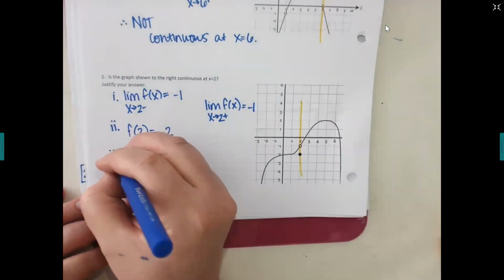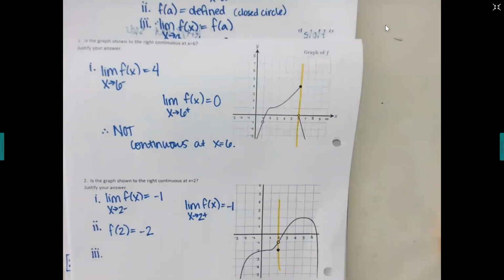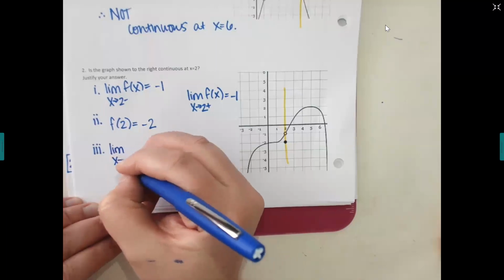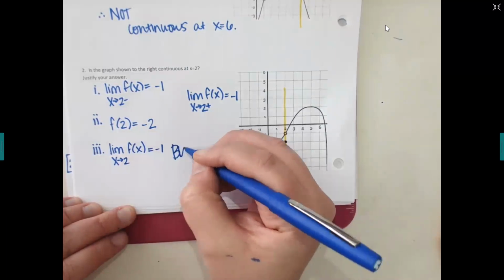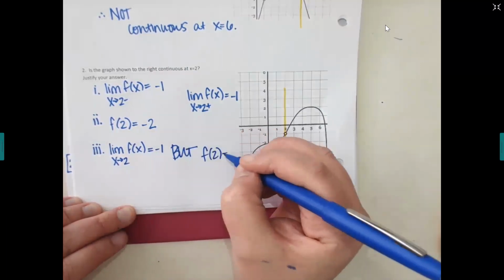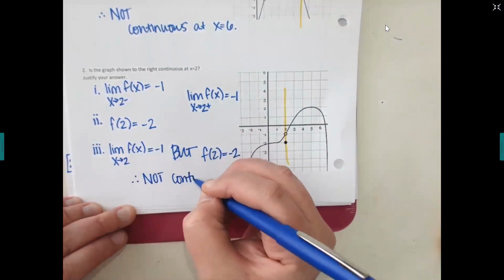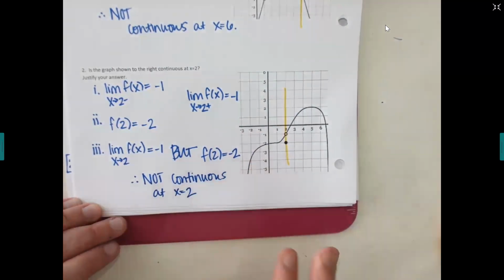Go back and read condition number 3. What has to be true about the limit and the y value? They have to come out to be what? Equal or the same, right? But did that happen for this question? No. So I would say my limit as x approaches 2 came out to be -1, but my y value is -2. Therefore, not continuous at x equals 2.